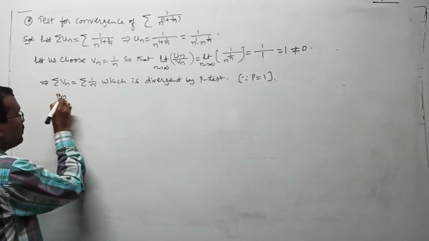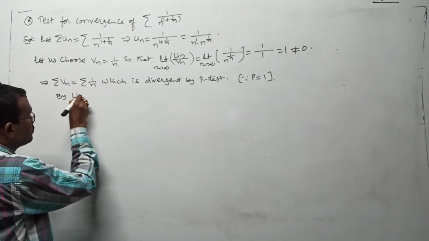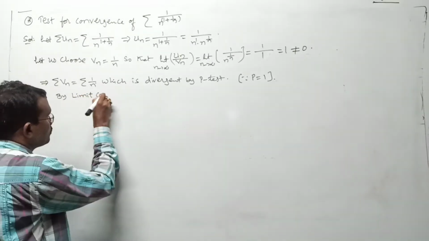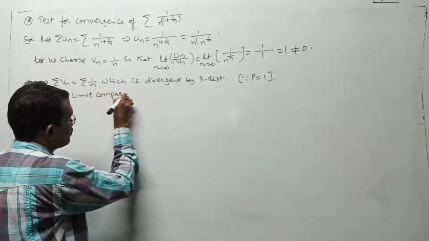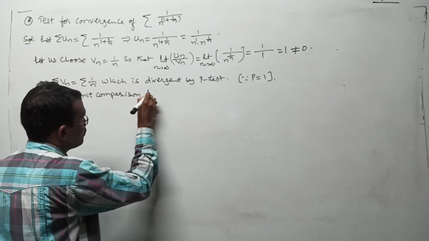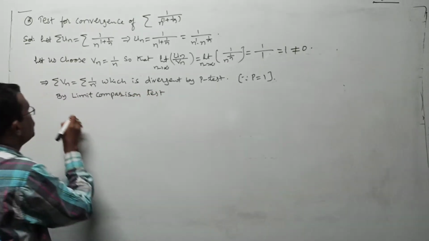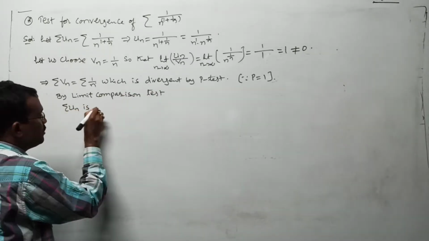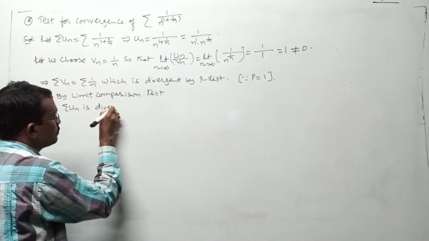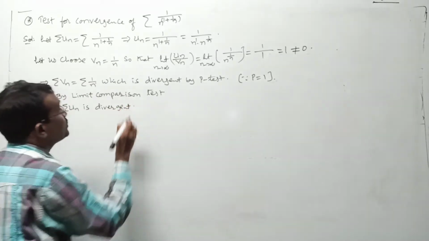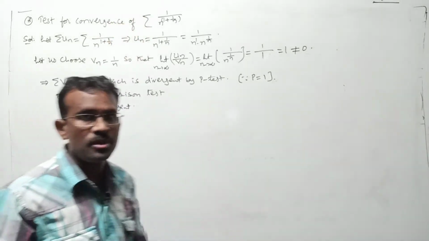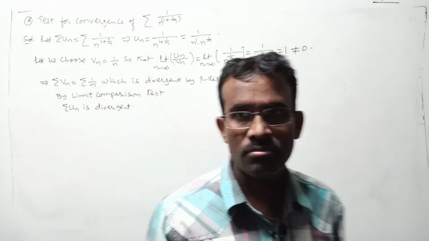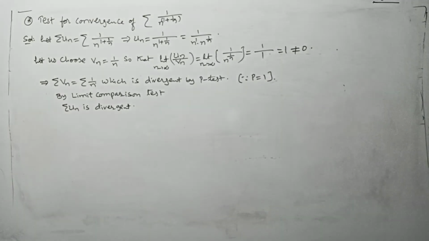By limit comparison test, sigma Un is also divergent. That means this given series is what? Divergent series. That is your new question.